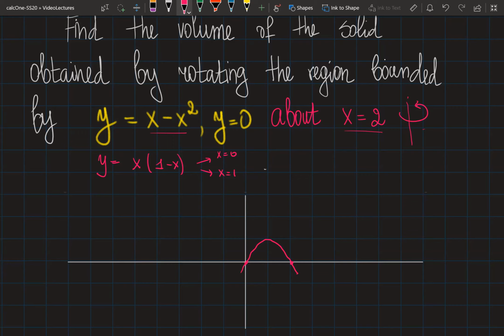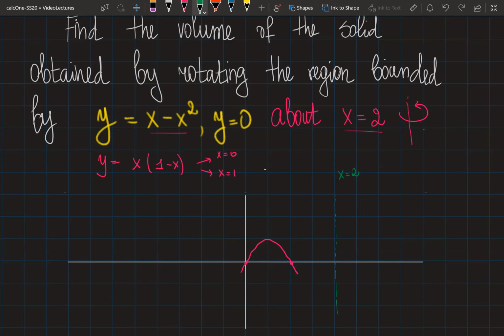The second one, x equal to 2, is going to be a line where all the points have the x coordinate equal to 2, right? So this is obviously going to be a vertical line. Any point along this line x equal to 2 is going to have x coordinate equal to 2.